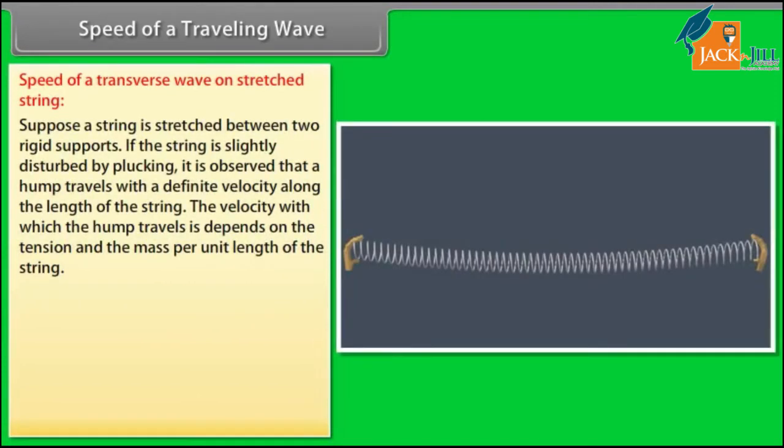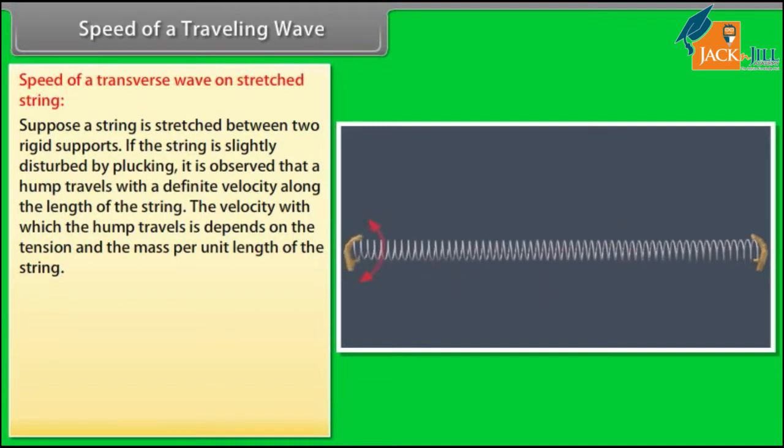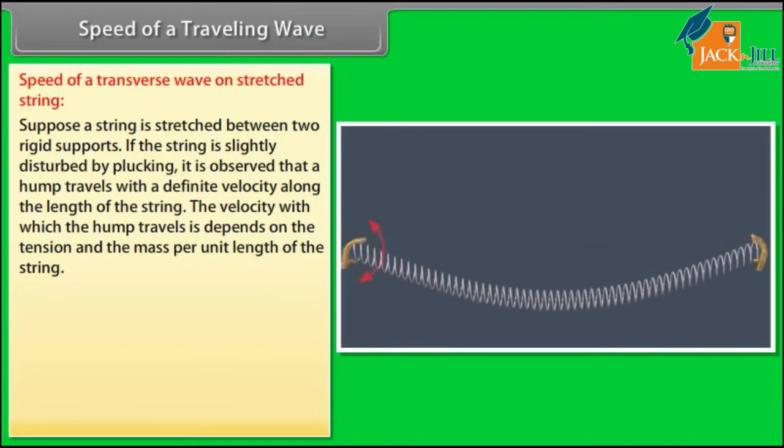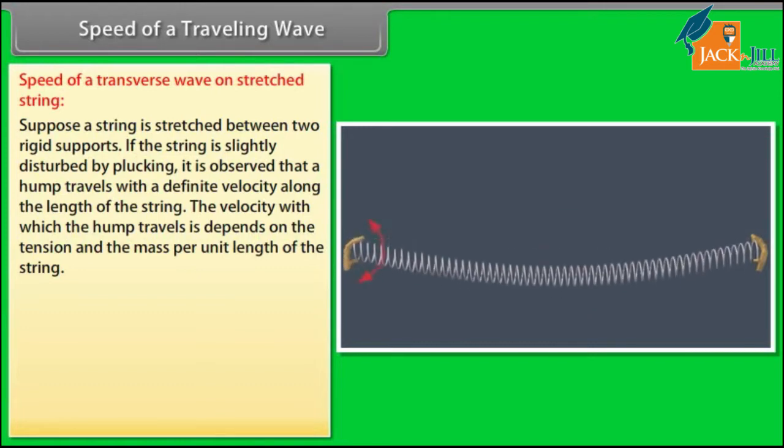Speed of a transverse wave on a stretched string. Suppose a string is stretched between two rigid supports. If the string is slightly disturbed by plucking, it is observed that a hump travels with a definite velocity along the length of the string.